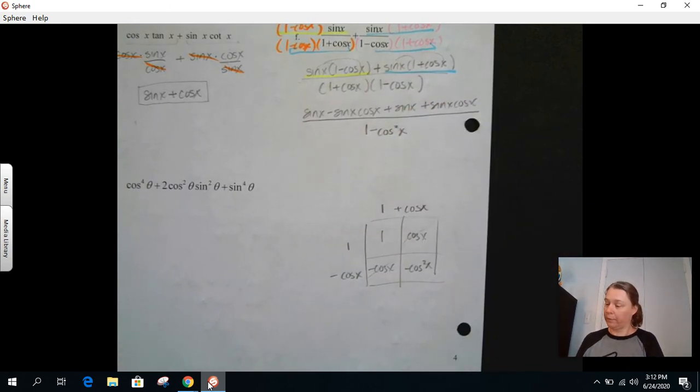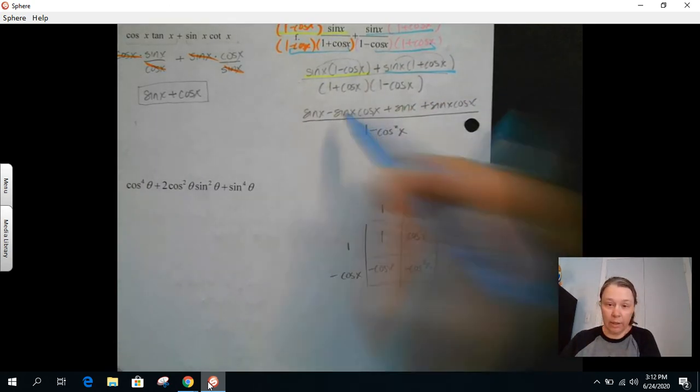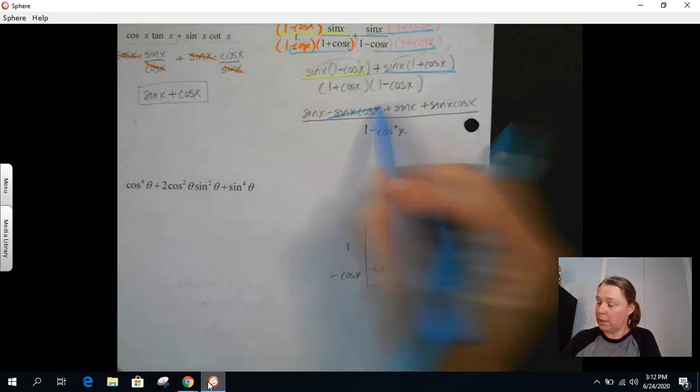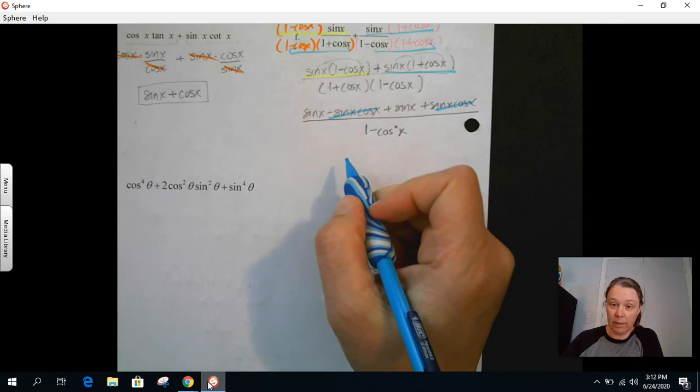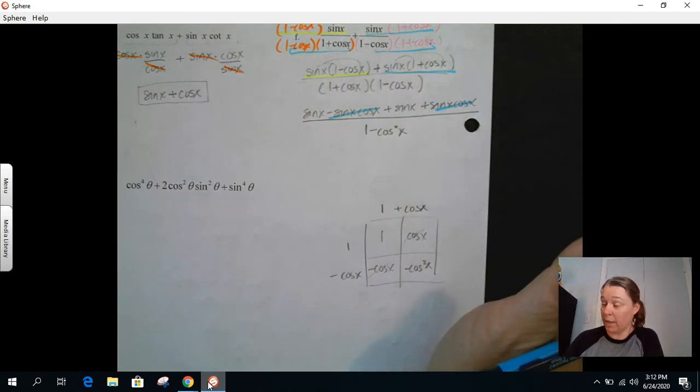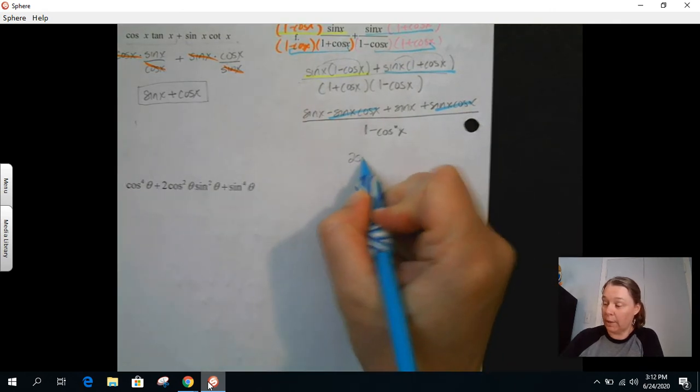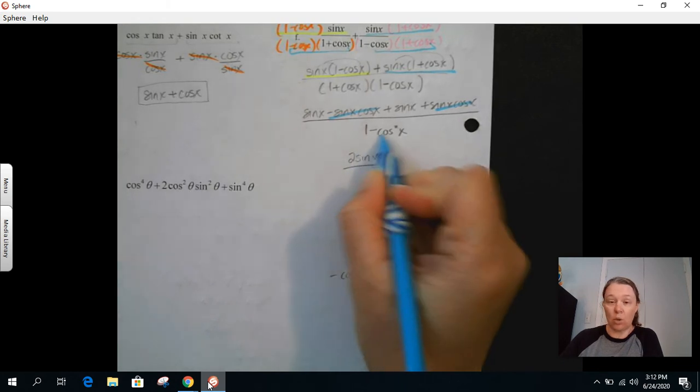On top, is there anything that goes away? These are opposites. They're gone. I've got sine of x plus sine of x. They're being added, not multiplied. So that's 2 sine of x. And then 1 minus cosine squared of x.